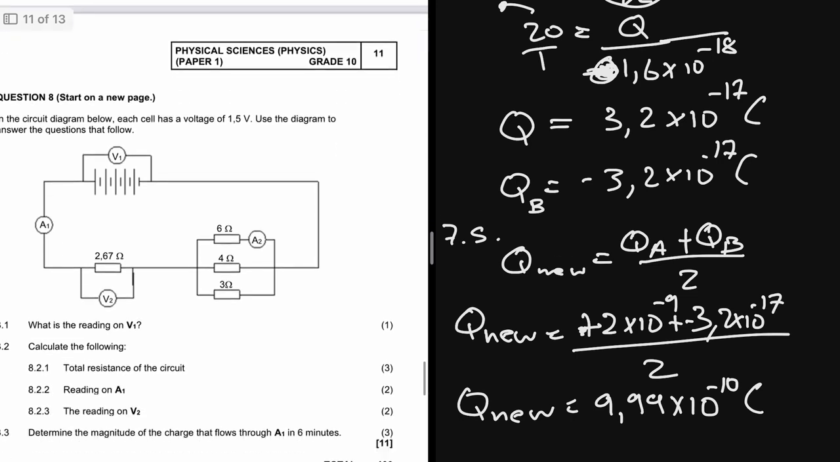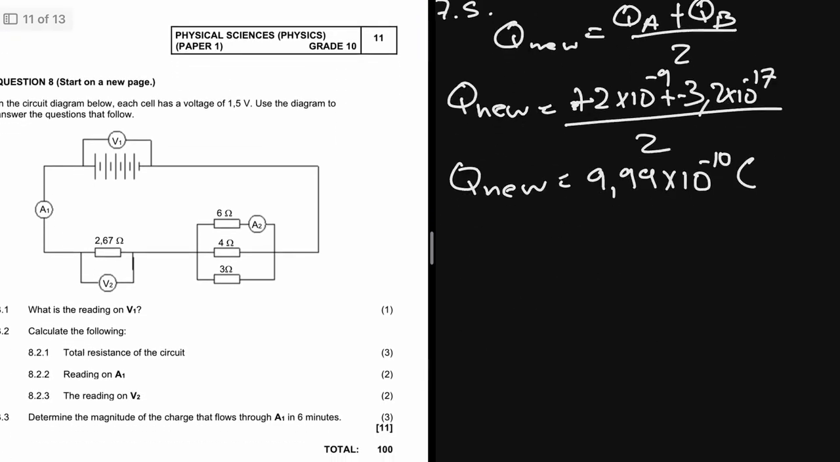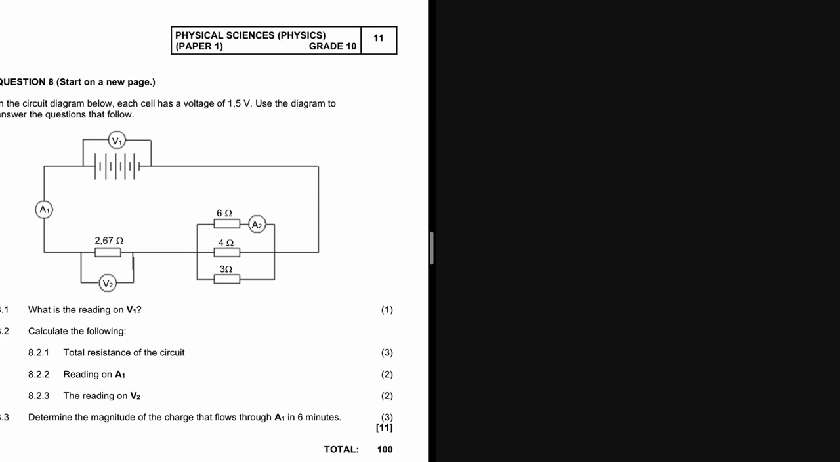So now the next question, which is our last question, question number 8, says that in the circuit diagram below, each cell has a voltage of 1.5 volts. Okay, if we look at this here, how many cells do we have? We have 1, 2, 3, 4, 5 cells. Okay, let me just confirm. This is 1 here, this is 2, 3, 4, 5.